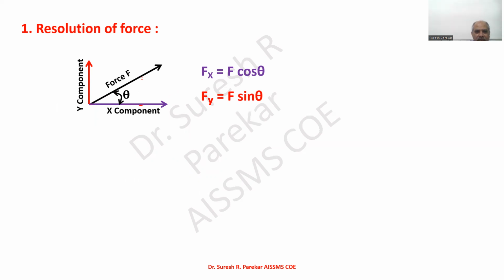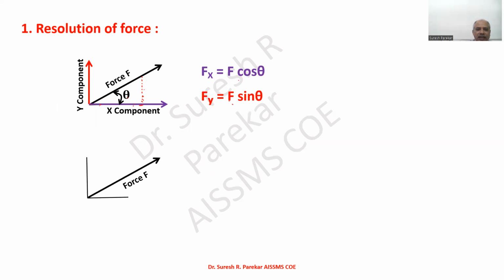And second, we have this vertical, which is the y component. So we have the opposite side, that is sine, and the adjacent side, we have cos. Adjacent is x-axis, so the x component is cos. Opposite is y-axis, so for y we have sine.